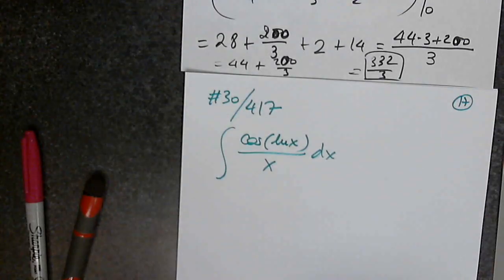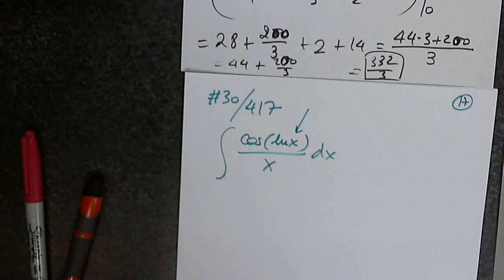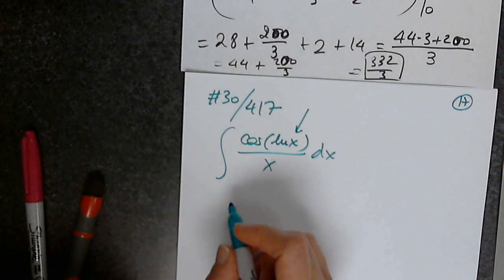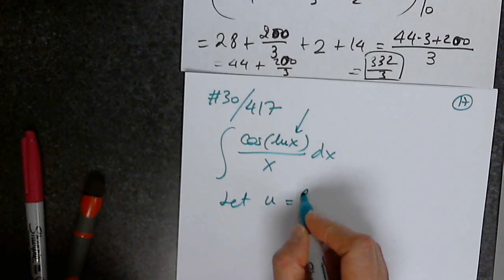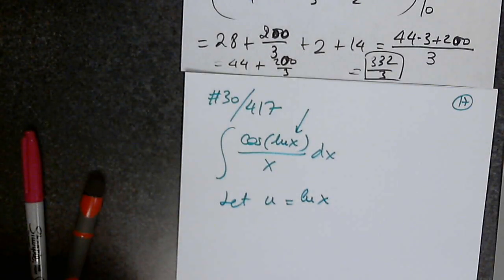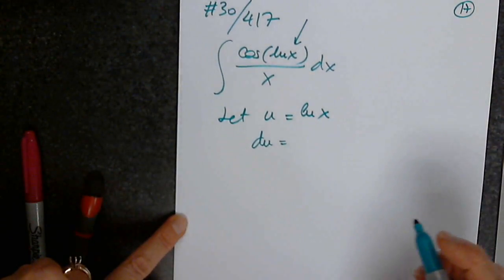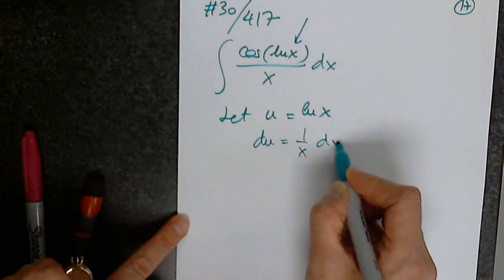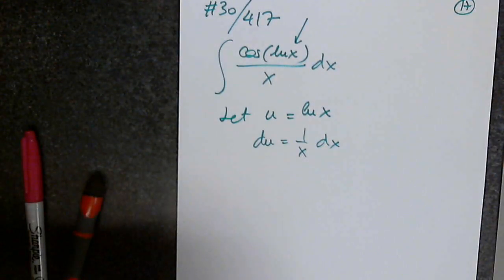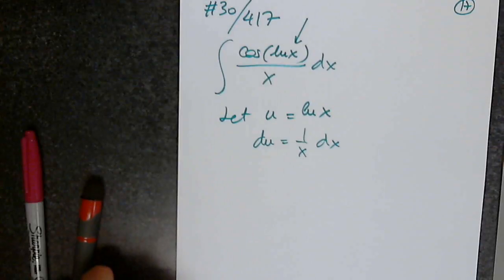Okay, so what bothers you here? Well, what bothers me is this function inside of cosine. So I'm going to say, let u be natural log x, as long as du is in the problem. But is du in the problem? That du would have to be the derivative, one over x.